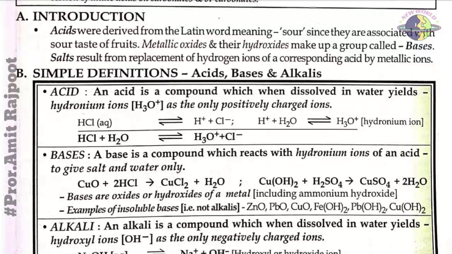A base is a compound which reacts with hydronium ions of an acid to give salt and water only. For example, copper oxide CuO plus 2HCl will give CuCl2 plus H2O. Or we can take another example, copper hydroxide Cu(OH)2 reacting with H2SO4 to give CuSO4 plus 2H2O. Bases are oxides or hydroxides of a metal, including ammonium hydroxide. Examples of insoluble bases are ZnO, PbO, CuO, Fe(OH)2, Pb(OH)2, Cu(OH)2. These are insoluble bases, meaning they are not soluble in water.